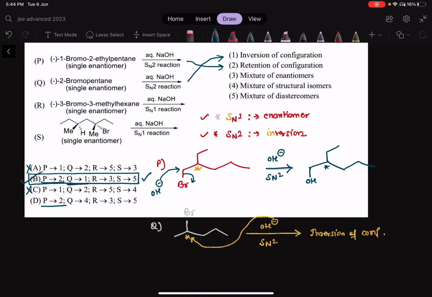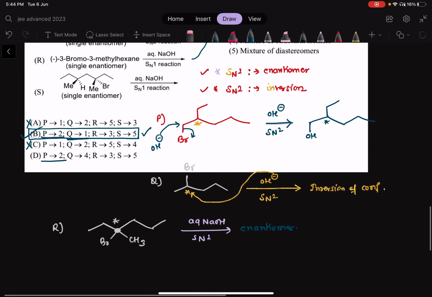Because of the concept clarity, as far as R is concerned, we have 3-bromo-3-methylhexane, 1 2 3 4 5 6. So 3-methyl-3-bromohexane will have 3-bromo and 3-methyl on hexane, and one single enantiomer has been taken around this chiral center, and if it is reacting with aqueous NaOH in an SN1 mode, then we know that the reaction will take place at the chiral center itself. That means a racemic mixture or the pair of enantiomers will be formed, that means R will match with 3.